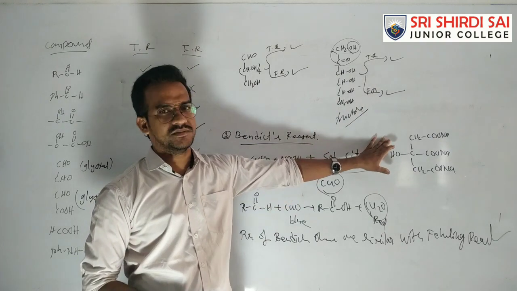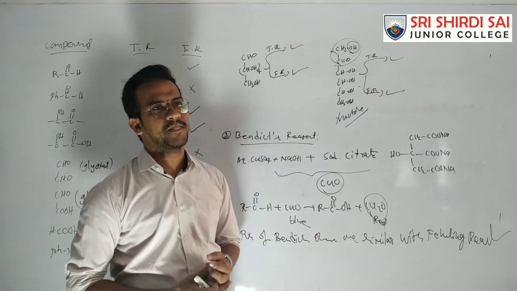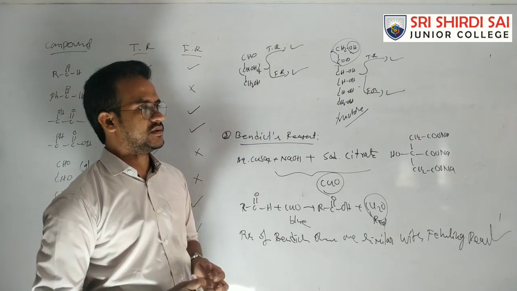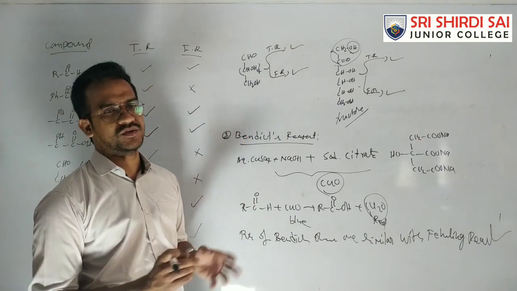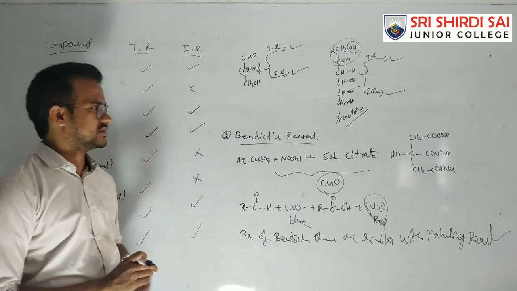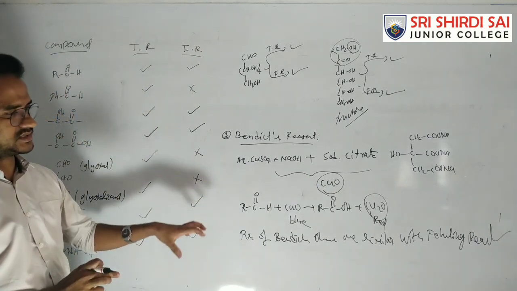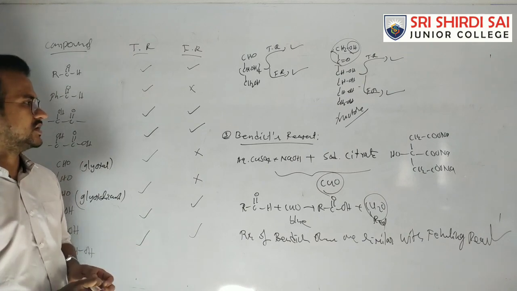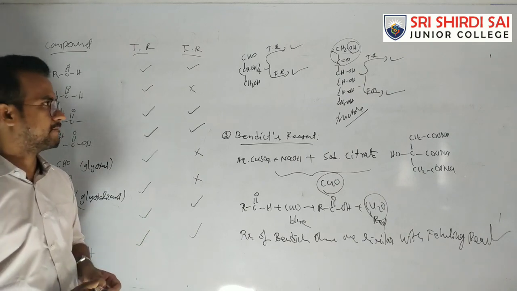There also a carboxylic acid forms, here also a carboxylic acid. Sodium citrate here, whereas in Fehling's we take sodium tartrate. Just a slight difference. But the reactions are the same for Tollens, Fehling's as well as Benedict's reagent.